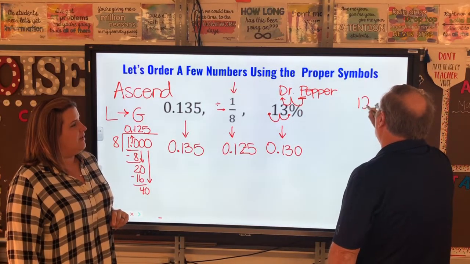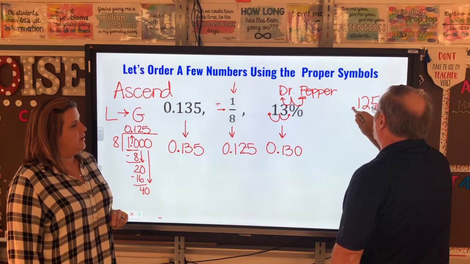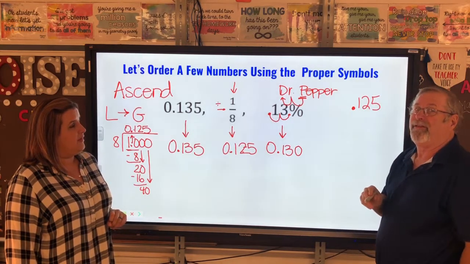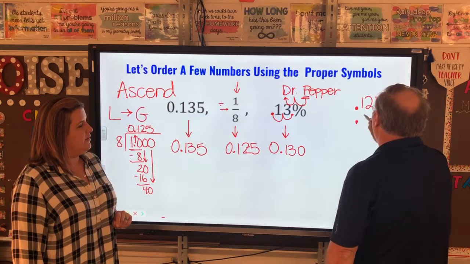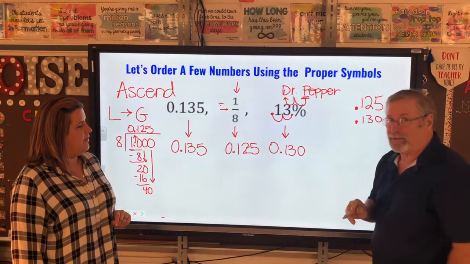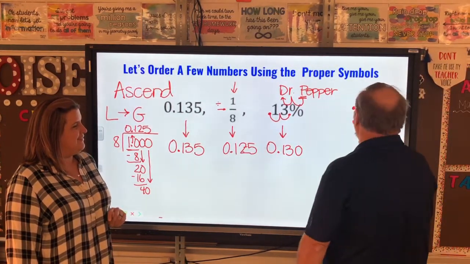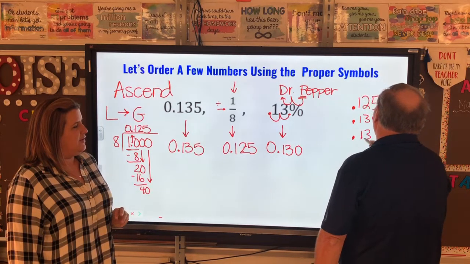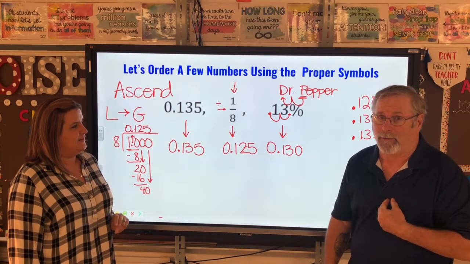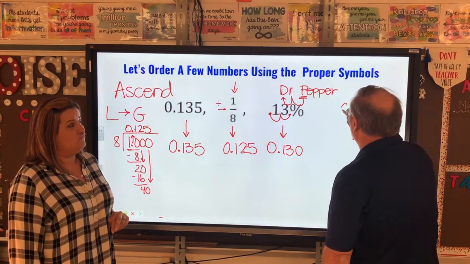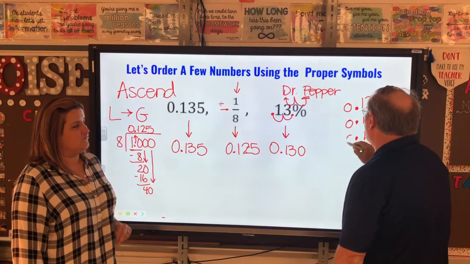I have 125, and I'll put a decimal point in front of it because that's 125 thousandths. Okay, I have 130 thousandths, and I have 135 thousandths. Now, if my wife was here, I would be in big time trouble. Because if I don't put a zero in front of these, I get yelled at when we get home.